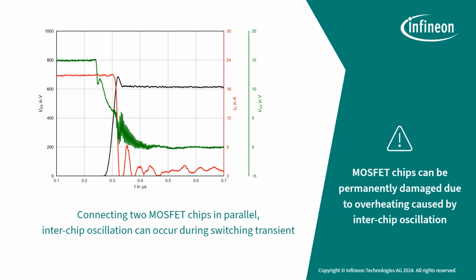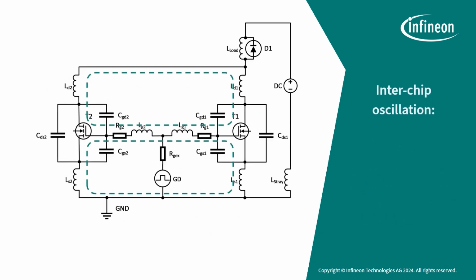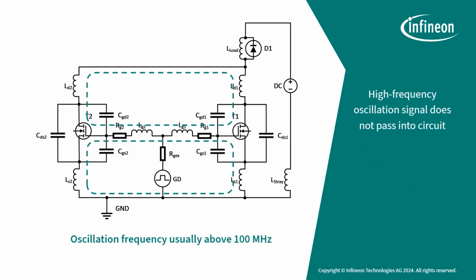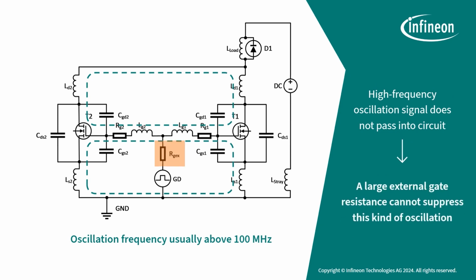This oscillation tendency is influenced by the characteristics of the MOSFET chip and the parasitic capacitances and inductances in the circuit. Since this kind of inter-chip oscillation usually happens between the two parallel connected chips via the drain-to-gate capacitance, also known as CGD, or via the gate-to-source capacitance or CGS, the oscillation frequency is usually above 100 MHz. Due to the high impedance, this high-frequency oscillation signal does not pass into the gate drive circuit or the DC circuit. This means that a large external gate resistance cannot suppress this kind of oscillation. In fact, a large external gate resistance can make the problem even worse.